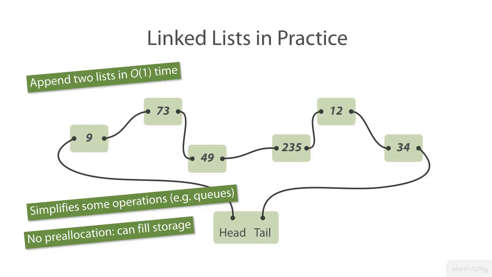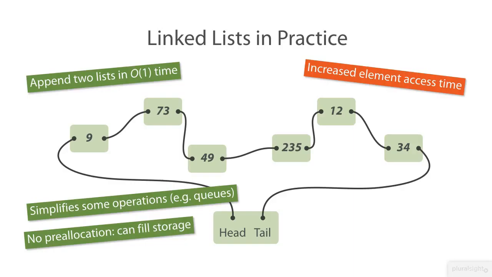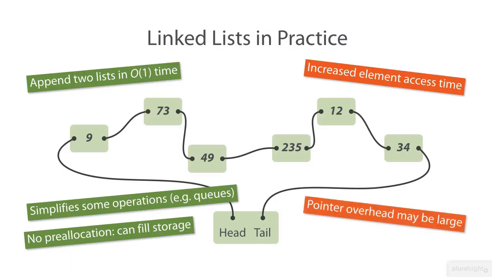Be aware, however, that the access time for elements that are scattered around in the storage is larger than the access time for elements in arrays that are stored in a single continuous segment. Also notice that the storage overhead used for storing pointers may be significant if the data type of the linked list elements is small, such as integers.